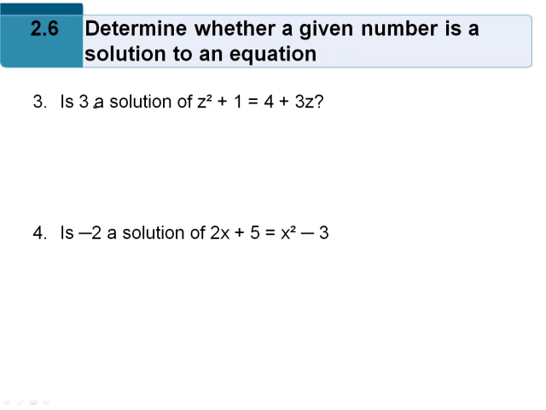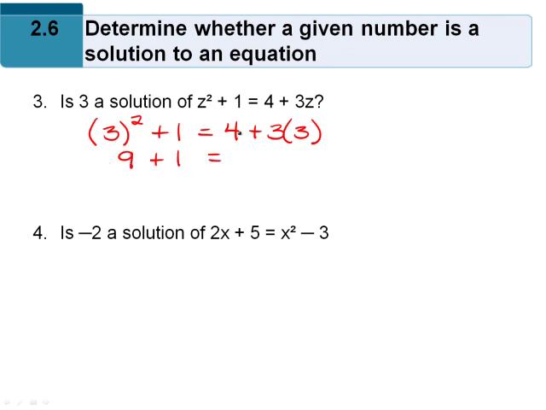So we're going to plug in 3 everywhere there's a z in this case. Now be careful, that first part with the square, make sure you put that 3 in parentheses. 3 squared plus 1 equals 4 plus 3 times 3. So on the left side, we're going to start with our exponent. 3 squared, 3 times 3 is 9 plus 1.